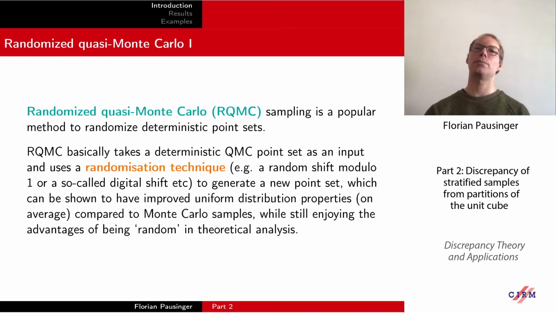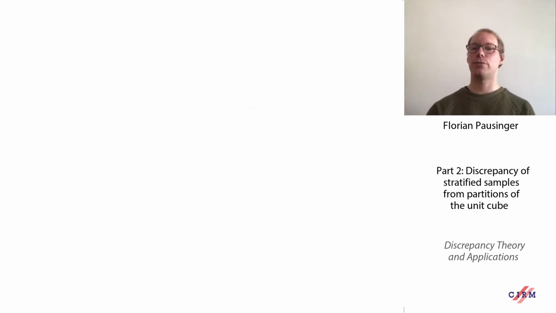So you start from a deterministic point set, you apply some random shift to it, and you then look at average properties over all the shifts you apply.